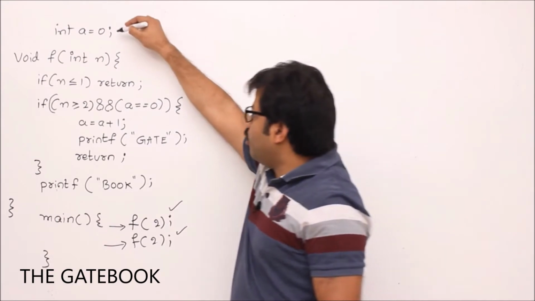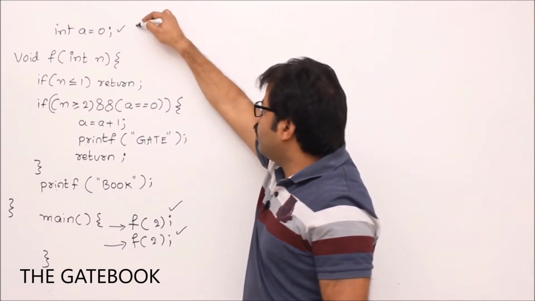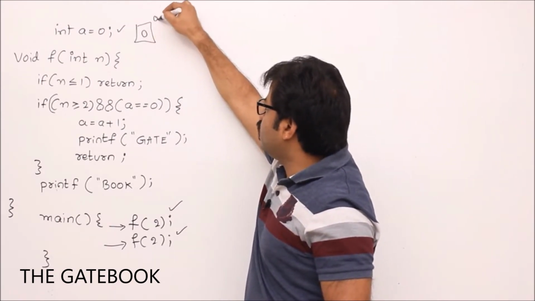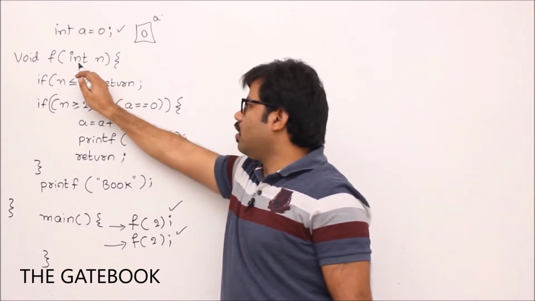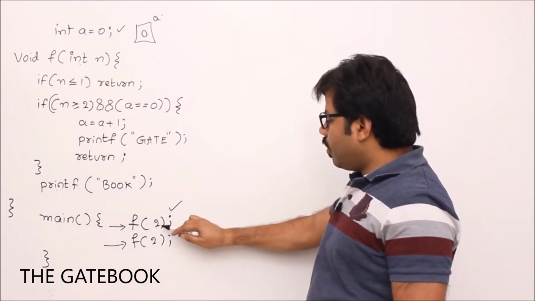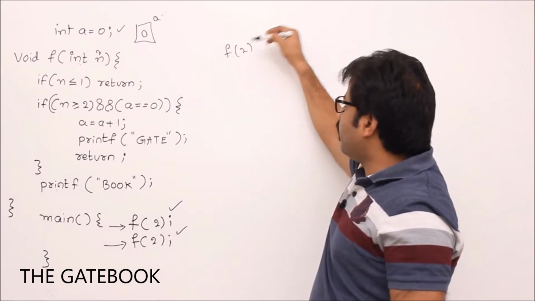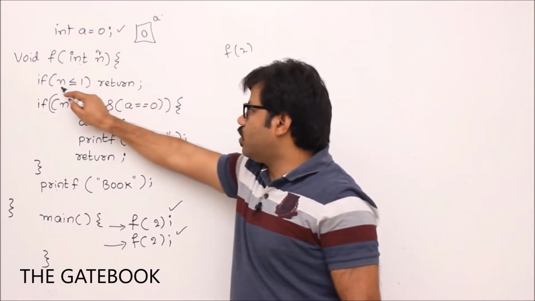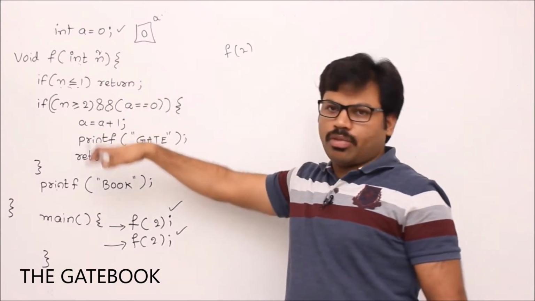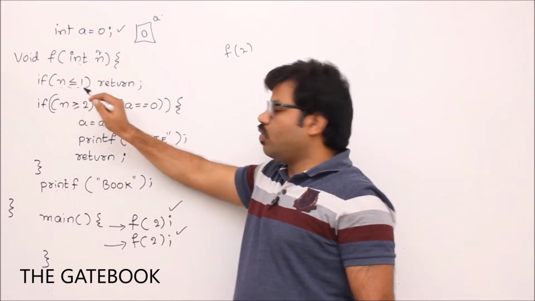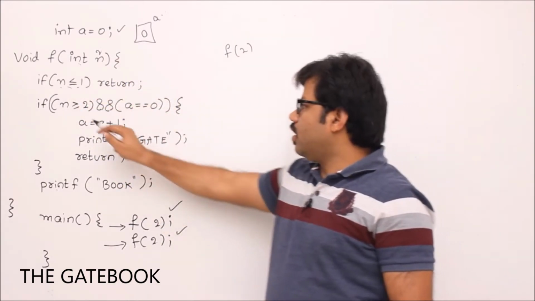There is a global variable a equal to 0. You remember it. That will be 0 first. Then control comes here, and when I pass n value 2, f of 2 will be executed. First, is 2 less than or equal to 1? It is not a recursive program, of course. The condition is false, right? Then control comes here.